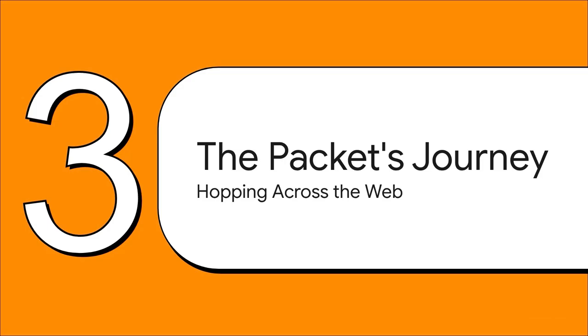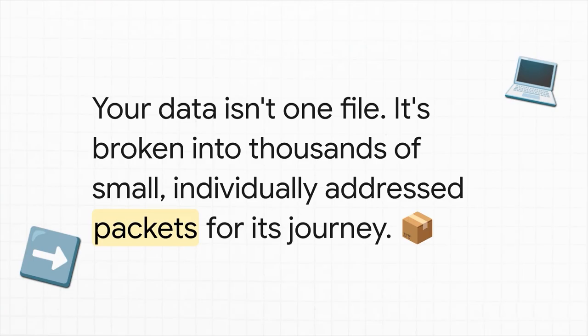Now for the really amazing part, the actual physical journey. How does our video data literally get from that server to you? Well, a whole video file is massive. It's way too big to send in one shot. So the internet does something brilliant. It breaks that big file down into thousands of tiny little pieces called packets. Each packet gets its own address label and is sent on its way, ready to be all put back together when it arrives.